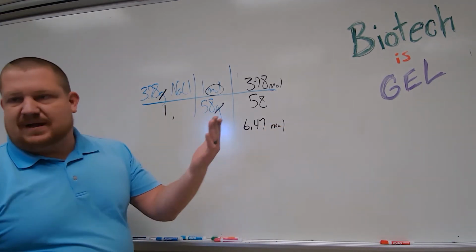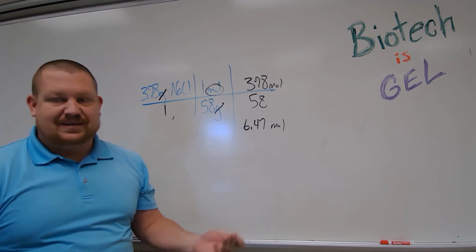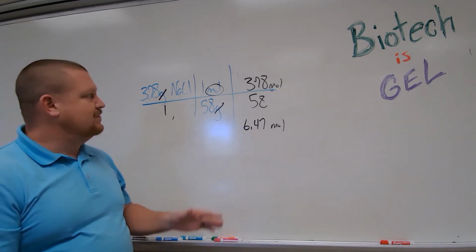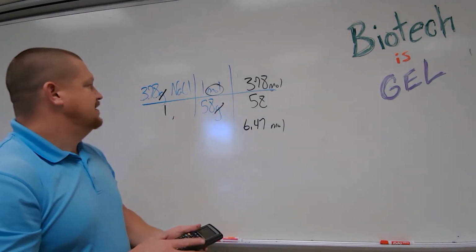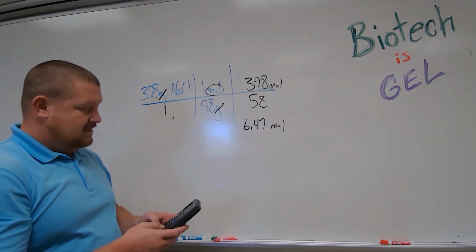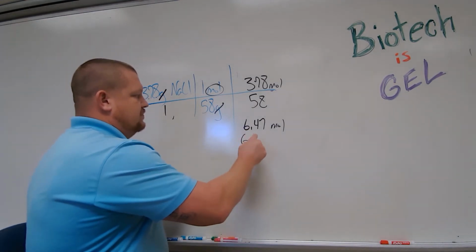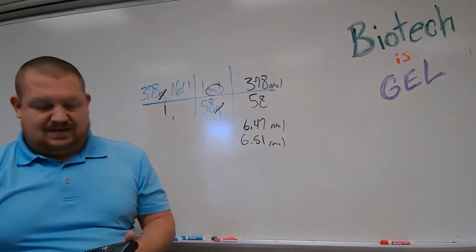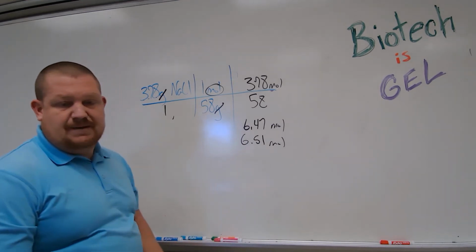So I just noticed my answer key is not rounded, so I didn't round these numbers on the answer key. So this would be the exact answer. If you rounded like I did, you probably get something a little off. You get 6.51. So I would get 6.51 because I did not round. All right, I rounded.